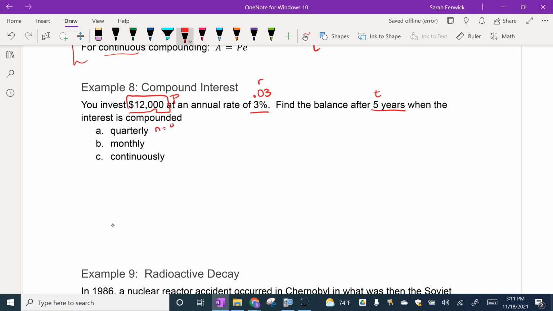Quarterly, N would be 4 for 4 times a year. Monthly, 12 times a year. Continuously is the PERT formula. Okay, that's what we call it. It's obviously not exactly PERT. Let's go with A first.